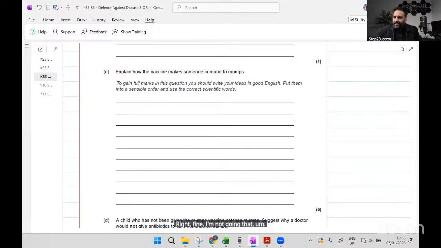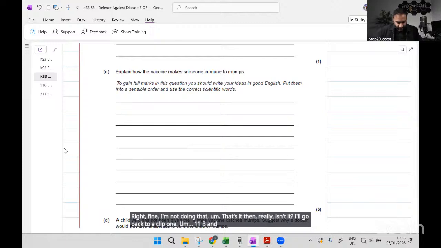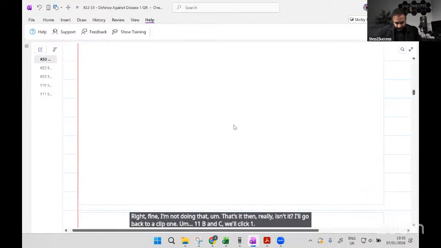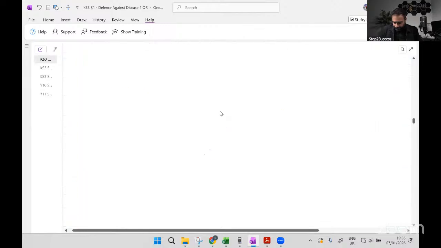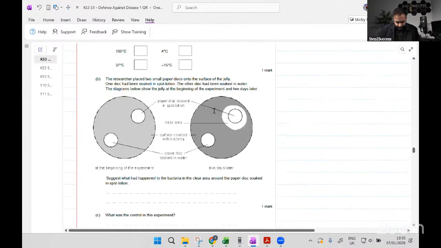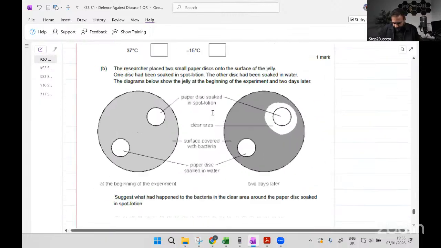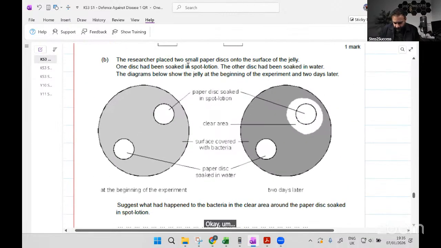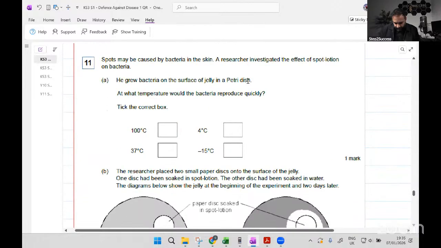Right, fine, not doing that. That's it then, really, isn't it? I'll go back to booklet one. 11B and C, booklet one. Okay. Spots may be caused by a bacteria. A researcher affected, right? Okay.